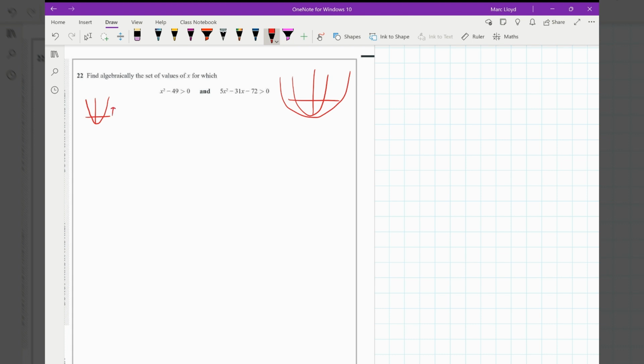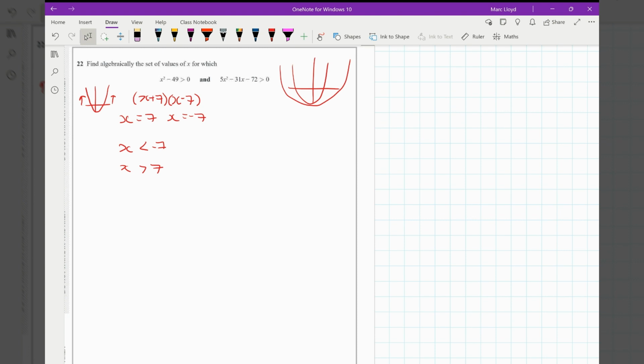And if it's above 0, it's going to be wherever the graph is above the x-axis. And if we factorize it, we've got x plus 7, x minus 7. So our solutions are x equals 7, x equals minus 7, and therefore our inequality is x is less than minus 7, x is greater than 7. Okay, for our next one, we've got to solve this. Is this a factorization? This is going to be painful.